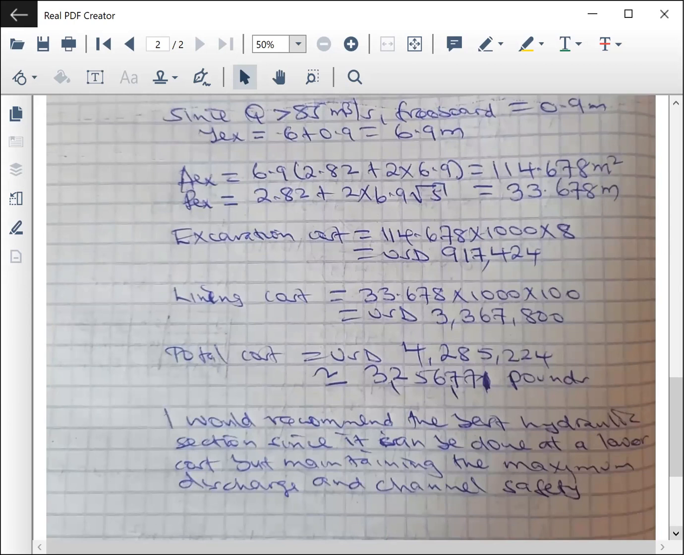Now, the question was, which section will you recommend? Because in construction, we look at the cost. Whichever mode gives us the least cost and we achieve the same specification, the desired output, it is what we go for. So here, I will recommend the best hydraulic section, since it can be done at a lower cost, but maintaining the maximum discharge and channel safety.